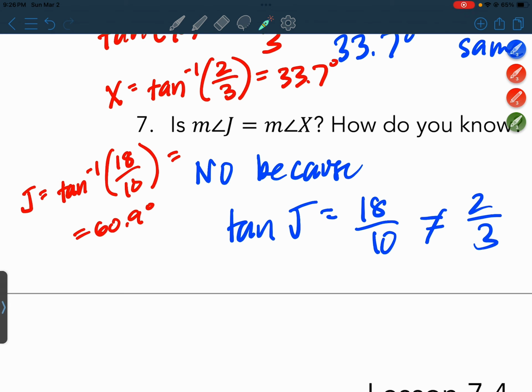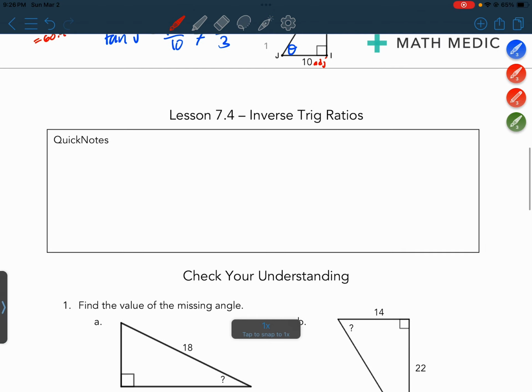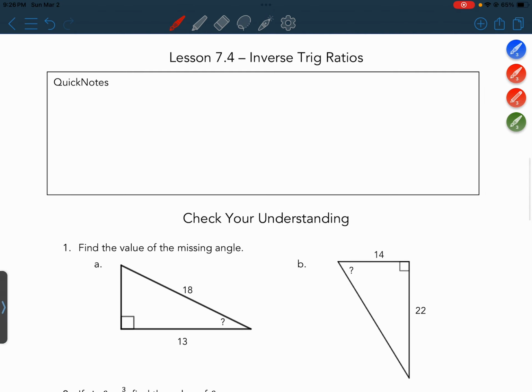All right, so that's kind of the big takeaway from today, is that if you know the ratio, you can use your calculator to look up the angle. All right, let's go ahead and write this down in our quick notes.